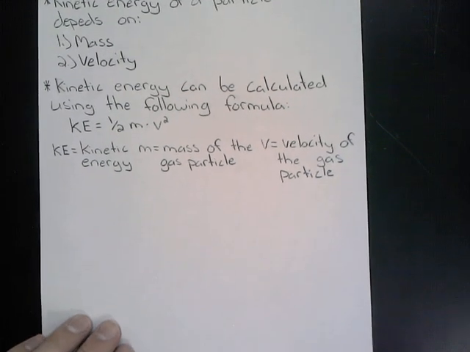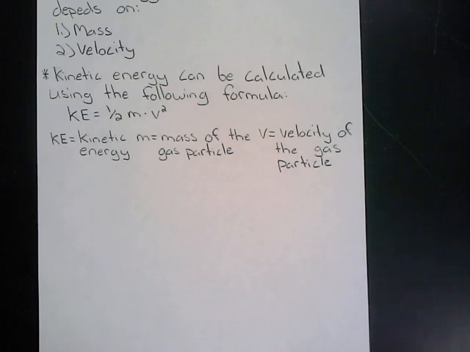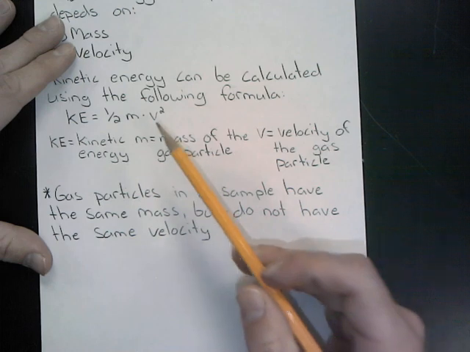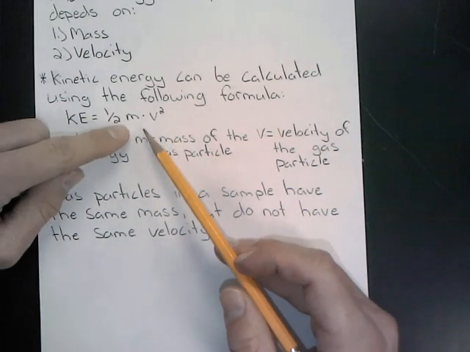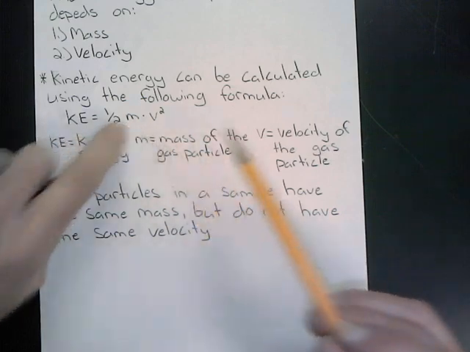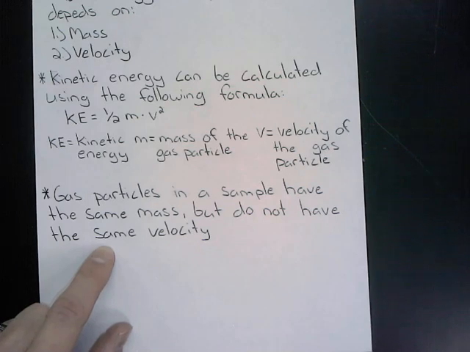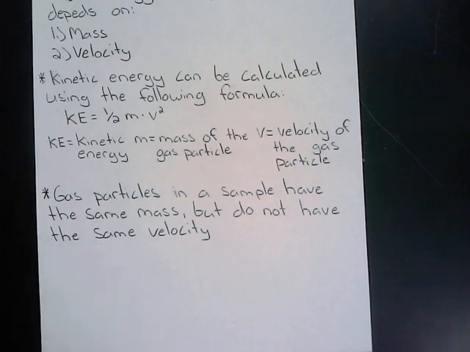With this in mind about kinetic energy, if we're dealing with a sample of gas, the gas particles are assumed to have the same mass, but not all are going to have the same velocity. If we assume in a gas sample that each particle has the same mass but is moving at a different velocity, what this results in is that each particle is going to have a slightly different kinetic energy.